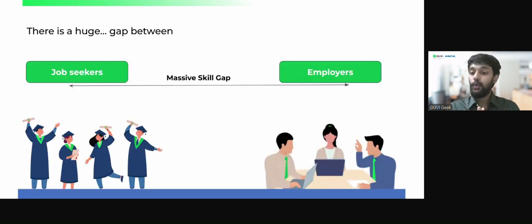There is a massive skill gap between job seekers and employers. That is the first major problem the industry is facing right now. There are plenty of vacancies, and companies have expectations to fill those vacancies, but we are not able to fulfill the expectations of the company. The problem is as simple as that. I think you guys are able to understand what I'm trying to say. The skill gap is massive between job seekers and employers.